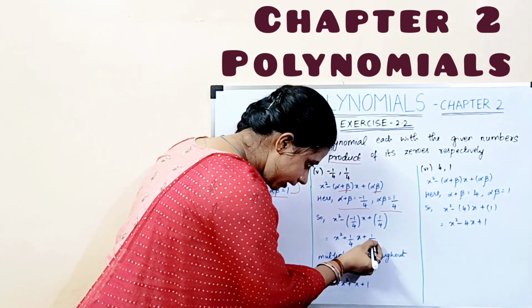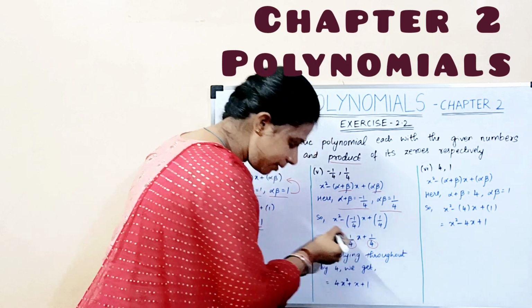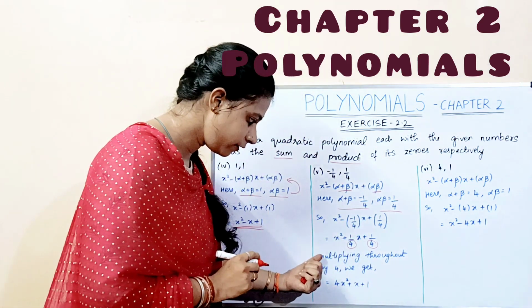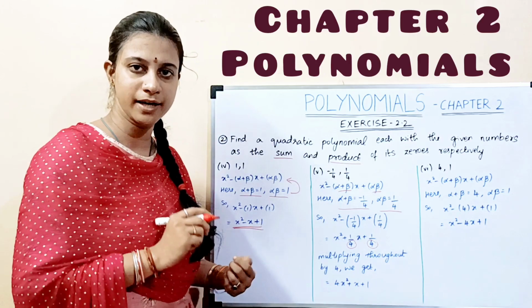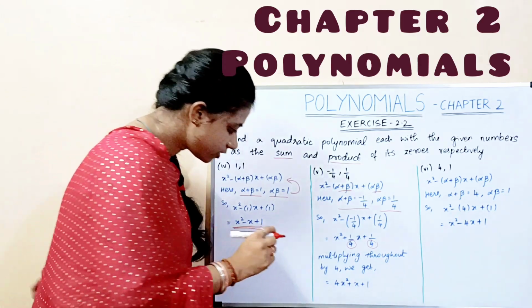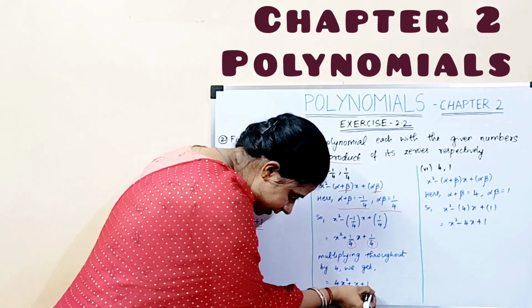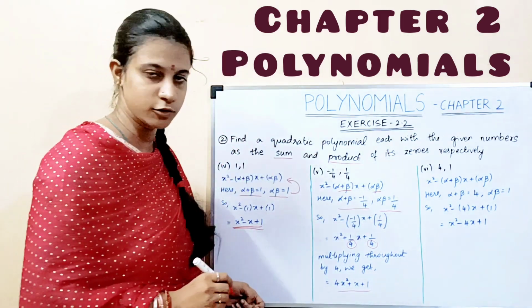Here we have a denominator value 4, which is the same in both these cases. So we will multiply throughout this expression by 4. On simplification we get 4x square plus x plus 1 as the final solution.